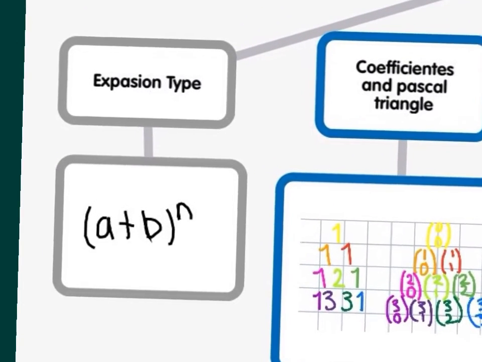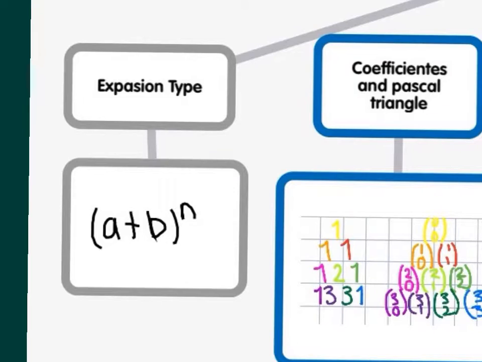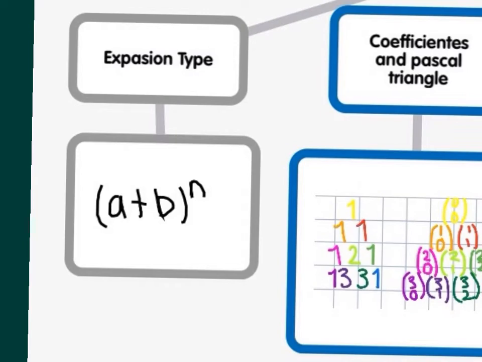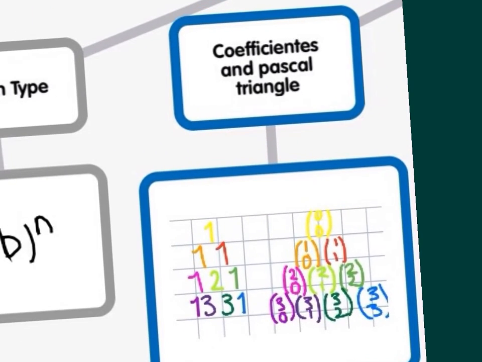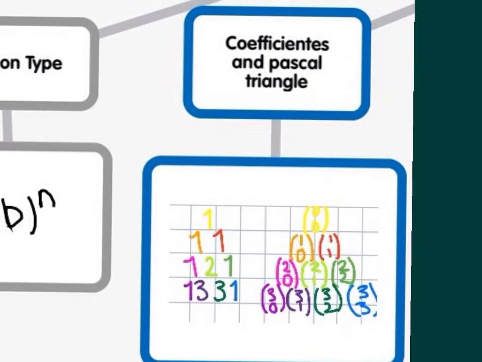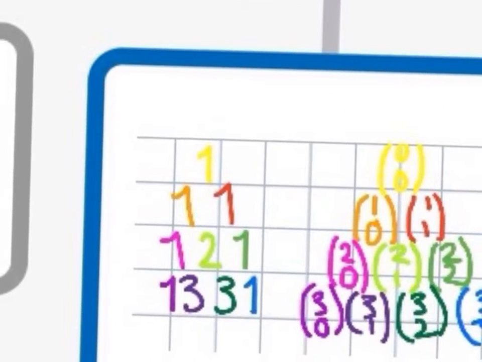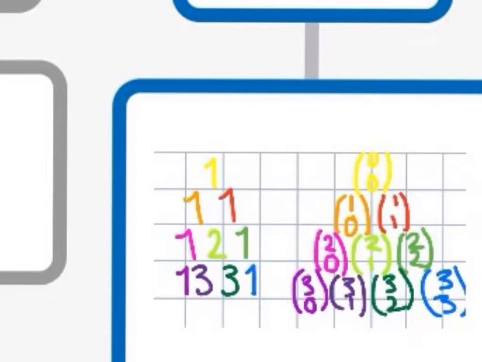So firstly, the expansion type is (a + b) to the power of n, in which there are always two terms and they are always multiplied and expanded into something, and that something is represented by the letter n. Then we have the coefficients and the Pascal's triangle relationship. Each expansion and each term has a different coefficient depending on the level it is placed on.